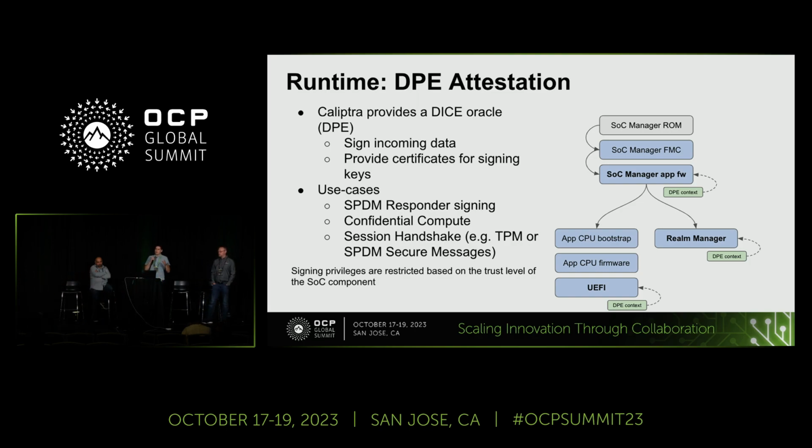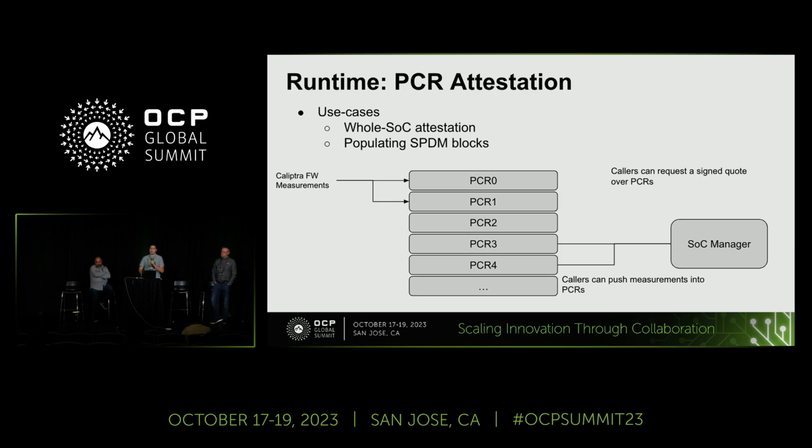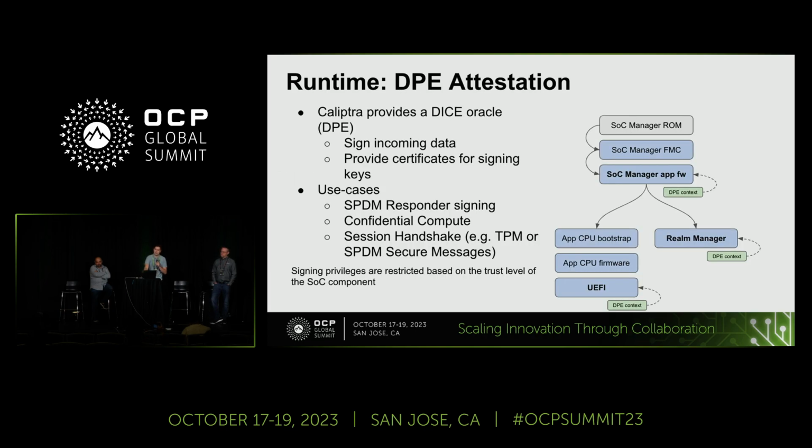And then the rest of the SoC using these services can just pass handles in and leverage the key material that's held inside of Calyptra. So the thing about this API is if you're over in Realm Manager, you have a view of the measurements that Calyptra holds for your specific context.